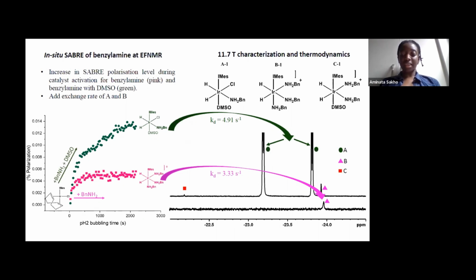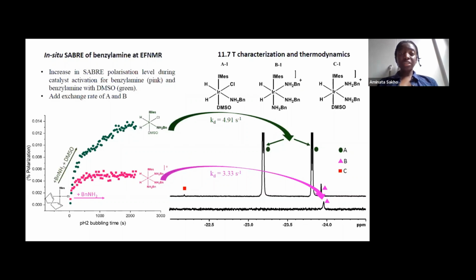In the absence of DMSO, it is the tris complex, which is commonly seen as the SABRE active catalyst, whereas in the presence of DMSO, the complex form is the neutral complex, where the chlorine atom and the benzylamine are bound to the iridium, and the DMSO is bound to the iridium as well. We can see this resonance in the highlighted region of the proton spectrum.